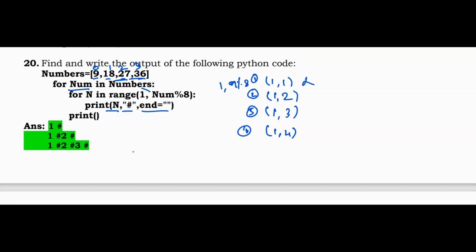And for 1 comma 2, so what is the value of this? For range 1 comma 2, it can take up to 1, right? The next one is 1 comma 3, so it can take 1 comma 2. And for 1 comma 4, it is 1 comma 2 comma 3. So the last value is not included. Whenever it is printing, it is printing with what? N. Okay, it is printing this N along with this hash.